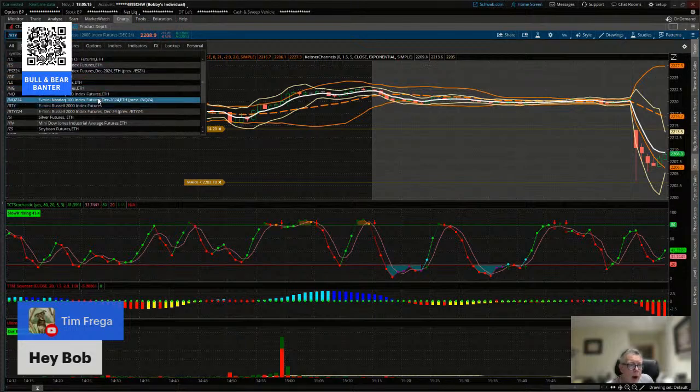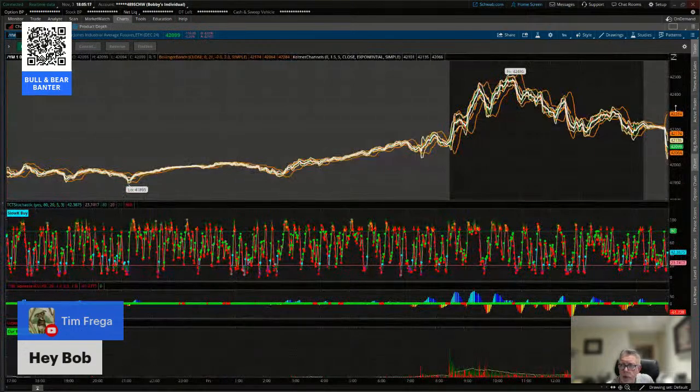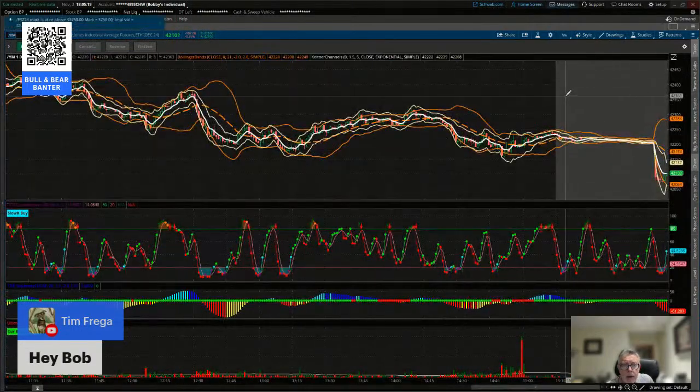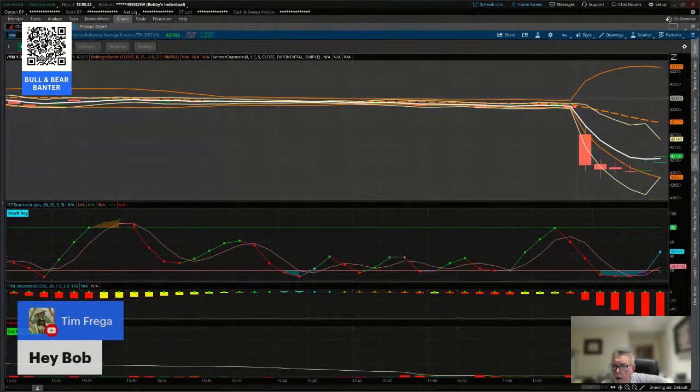Let's take a look at the YM. The YM is the Dow Jones Industrial Average, down 0.26%. E-minis just took out that higher high alert. The S&P E-minis. Dow Jones down 0.24%.